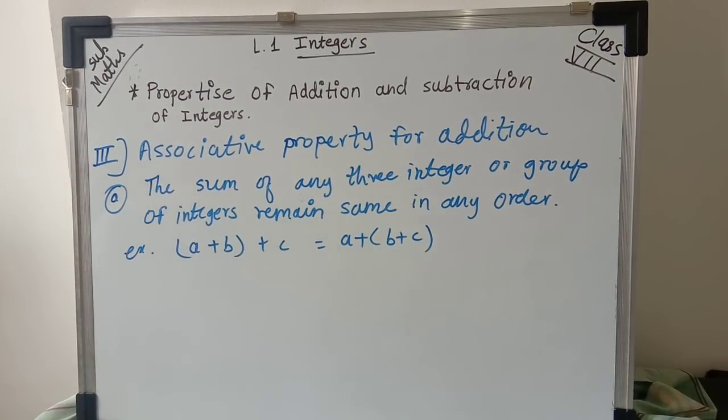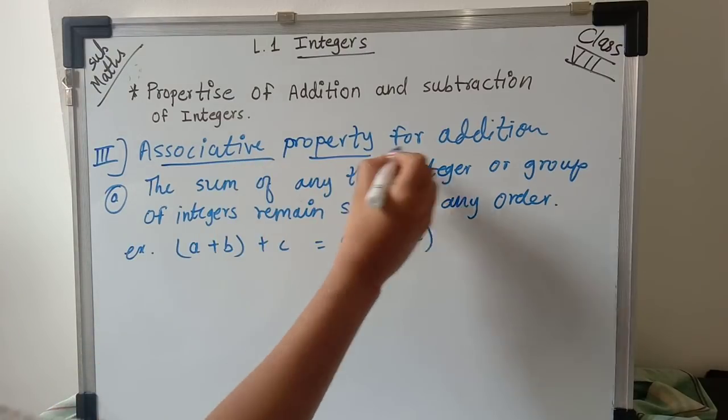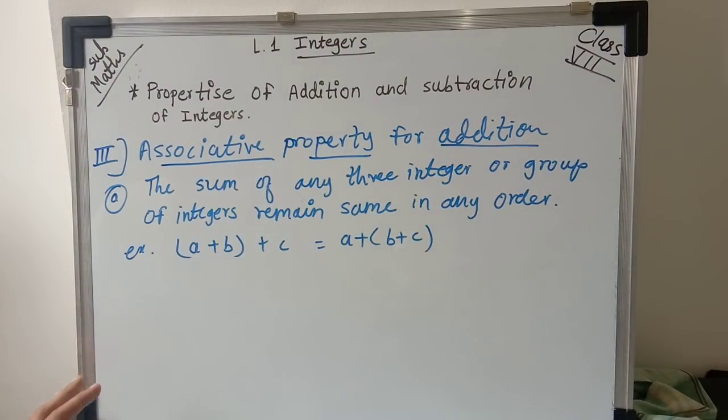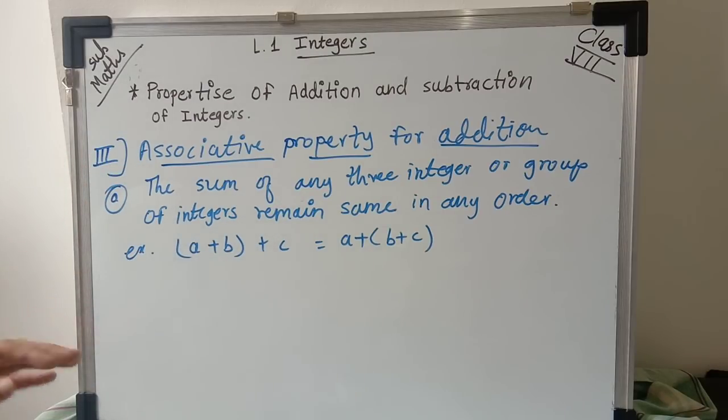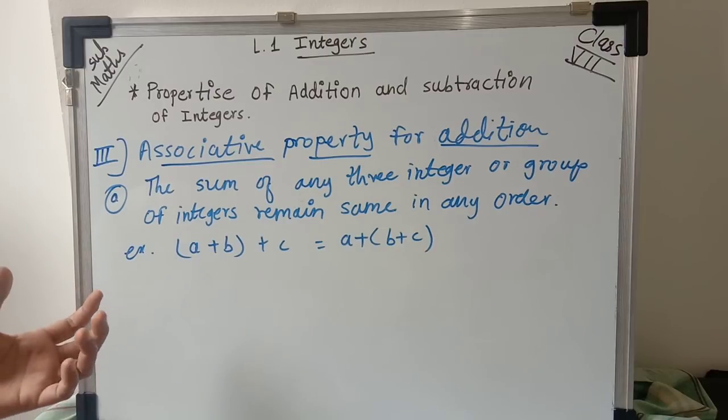Now the third property is the associative property, and we are going to see it for addition. We have to remember the associative property when we are doing addition. Now let's see whether the addition of integers fulfills this property or not.